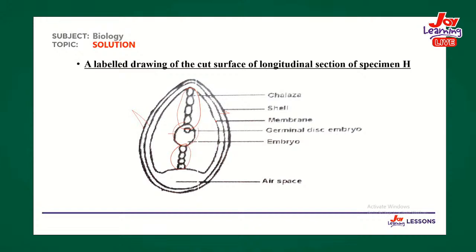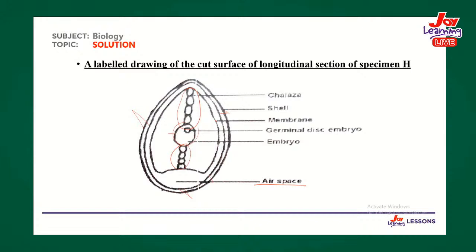Then the germinal disc, the embryo, the airspace. You see that we still have the double layer here before we create the embryo. Sorry, the space. Anytime you crack the big side or the blunt side, which is usually used to hit a hard surface so that we can remove the shell, that side is where we have the air sac.